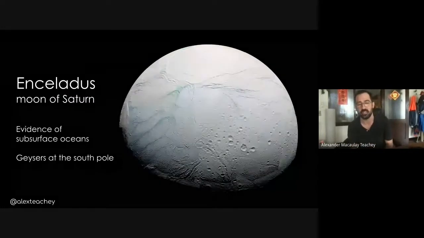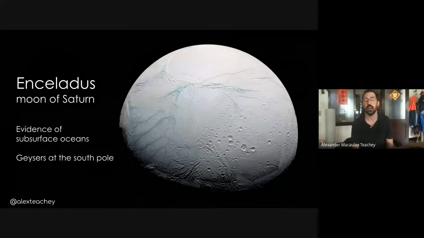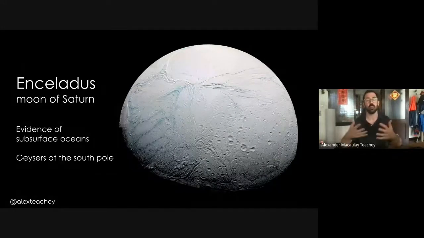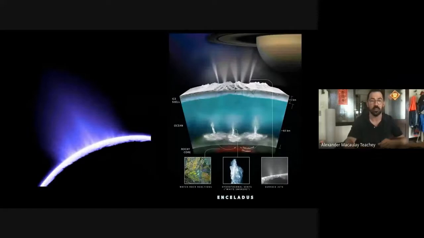Enceladus, another one of these very important moons, like Europa, is also thought to have a global liquid ocean underneath this icy surface, and once again has geysers of material spewing out into space. We've seen these specifically at the South Pole. So this is some imaging of these geysers spewing off of the surface. And here's a little diagram of what we think is going on here.